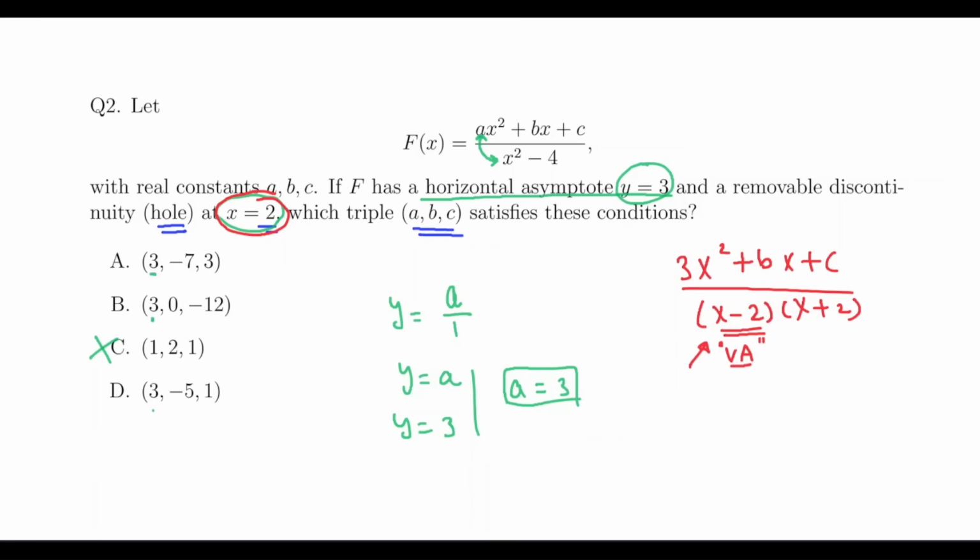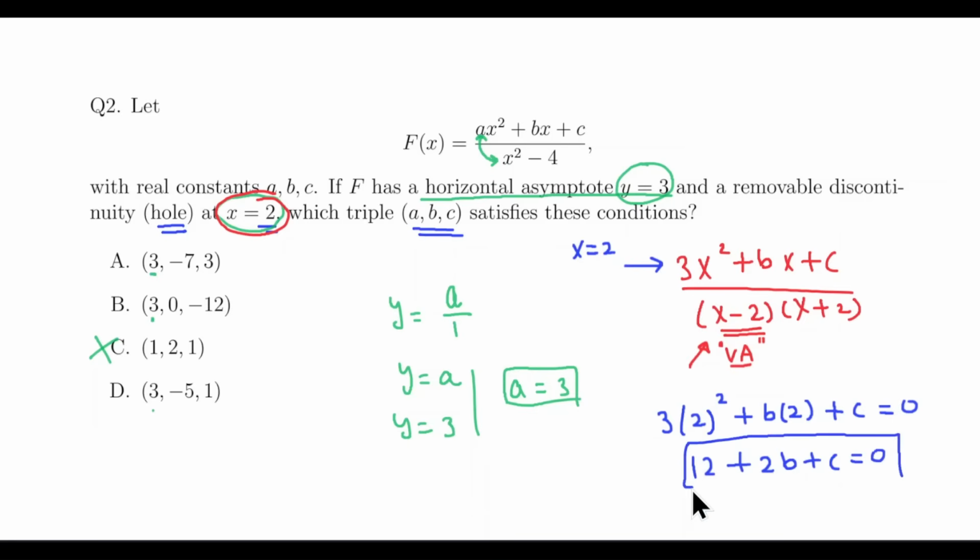So I want x equal to 2 to be a root of the top. In other words, if I put x equal to 2 in this expression, it should give me a 0. Let's replace x by 2 and consider that this should result in a 0. So 2 squared is 4, 4 times 3 is 12, 12 plus 2b plus c equal to 0. All you have to do now is check options one by one and see which combination is giving you this.